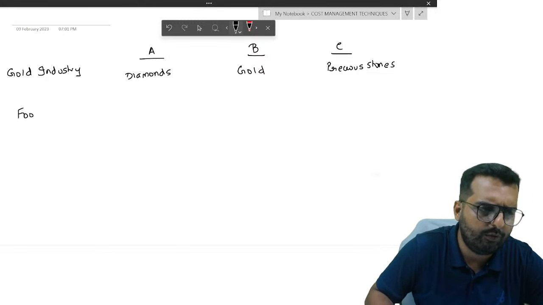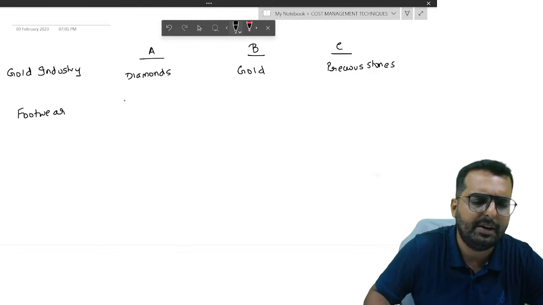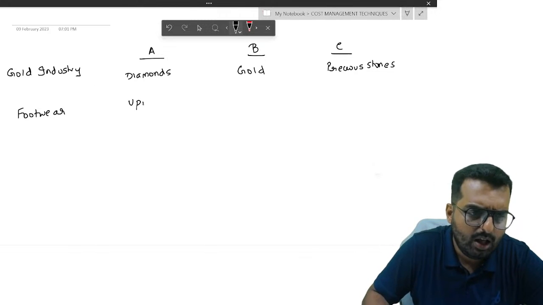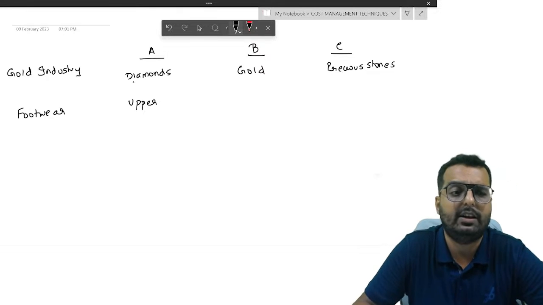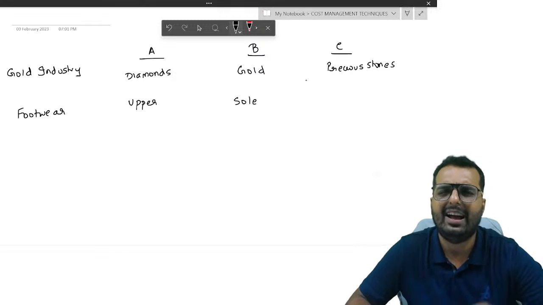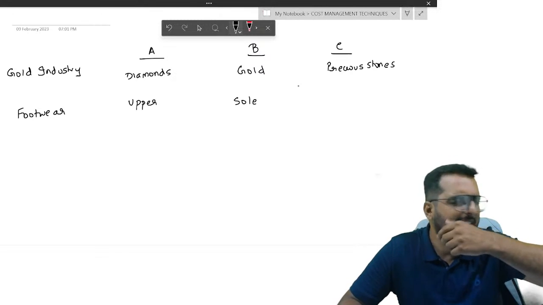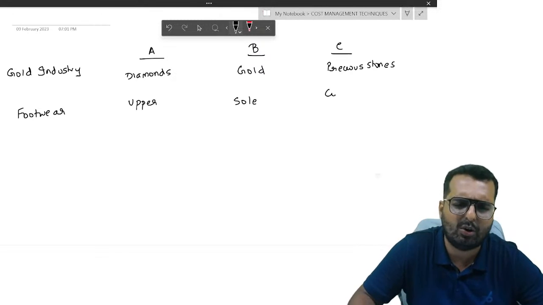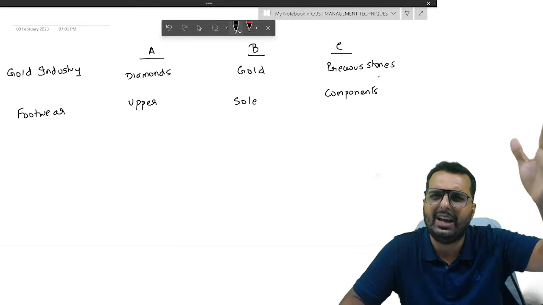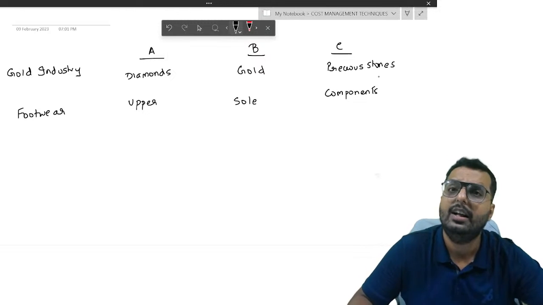Similarly, friends, if you go to a footwear industry, footwear has two parts. One is the upper and the other one is the sole. Upper is the most expensive item, so that will be A category. Sole will be the B category, and many chappals have components on the top. I don't know what you call those components. Some design components, glittery items, etc. That will come as a C category.